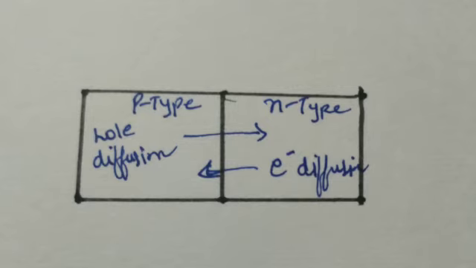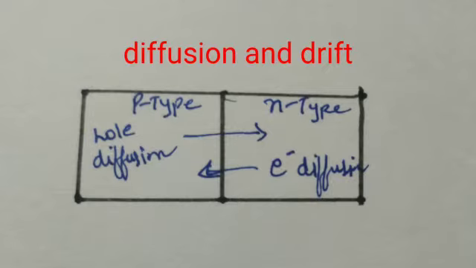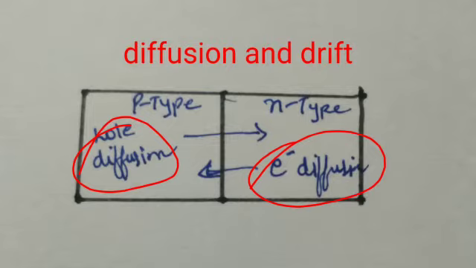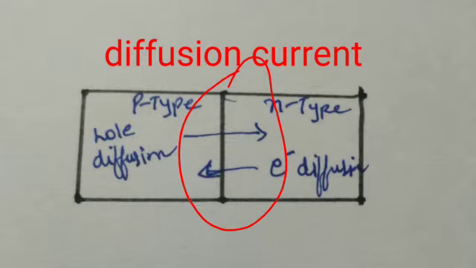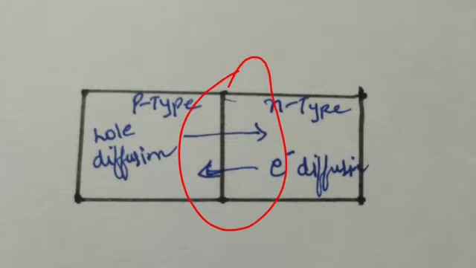The processes that follow after the formation of a PN junction are of two types: diffusion and drift. As we know, there is a difference in the concentration of holes and electrons at the two sides of a PN junction. The holes from the P side diffuse to the N side and the electrons from the N side diffuse to the P side. This gives rise to a diffusion current across the junction.